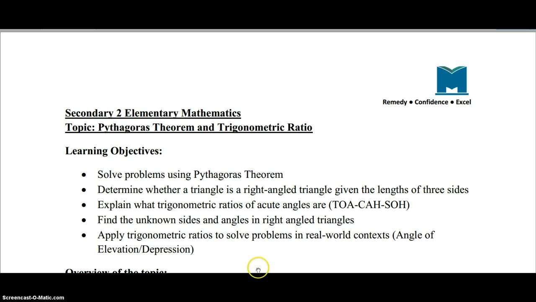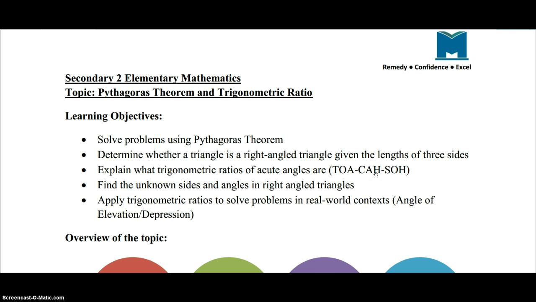Before we start the lesson proper, let us go through once again the learning objectives for this lesson. You will learn how to solve problems using Pythagoras Theorem, determine whether a triangle is a right-angled triangle given the lengths of the three sides, and explain what trigonometric ratios of acute angles are, find the unknown sides and angles in right-angled triangles, and apply trigonometric ratios to solve problems in real-world context, including the angle of elevation and depression.